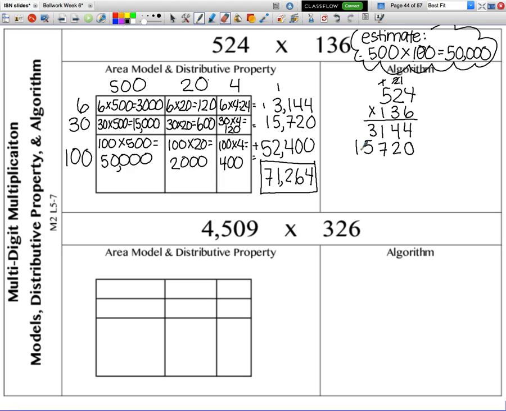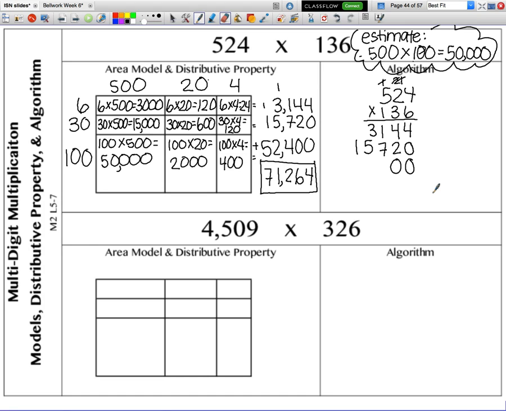Now here's where the new stuff comes in. Now I'm starting another row. So now I've already multiplied by the 6, and I've already multiplied by the 3. So now I have to multiply 524 by this 1. But it's not just 1, it's 100. And how many zeros are in 100? There are 2. So now down here, I have to have 2 placeholders because when you multiply a number by 100, you get 2 extra zeros on the end.